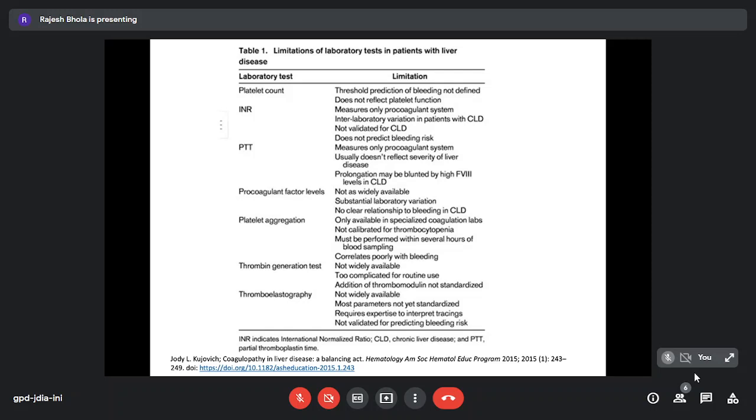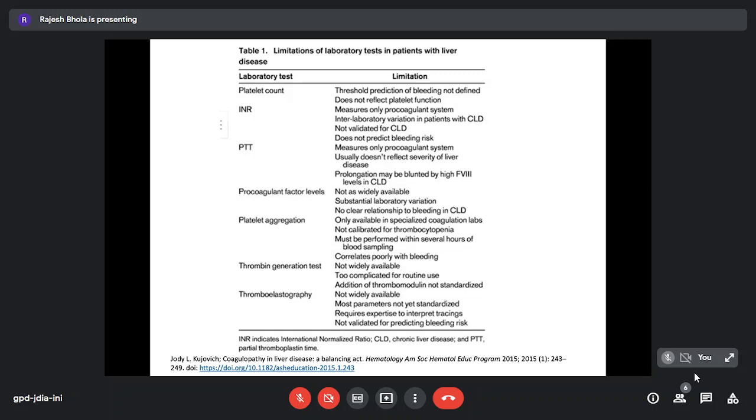Thrombin generation test is one of the global hemostatic tests. Again, it is not widely available. It is too complicated for routine use and the addition of thromboplastin is also not standardized. Coming to another global hemostasis test, thromboelastography. You can say this test is widely not available, and most parameters are not yet properly standardized, but its use has tremendously increased in liver transplantation. So when you are asked to indicate only one coagulation test or a group of coagulation tests which can better predict the hemostatic abnormality in liver disease, maybe we don't have an answer.